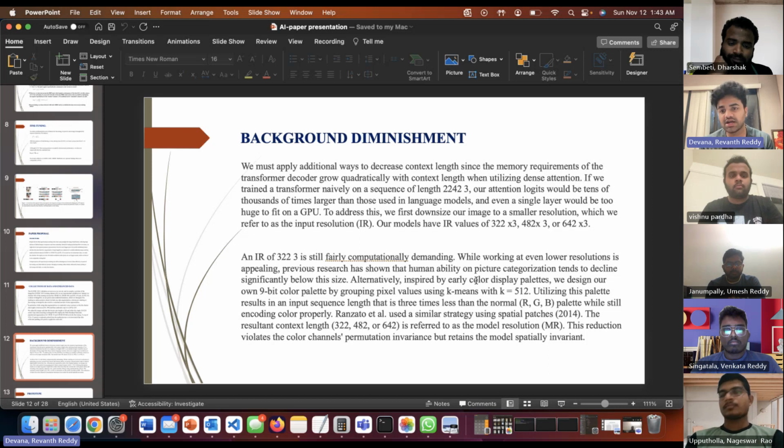Alternatively, inspired by early color display palettes, we design our own 9-bit color palette by grouping pixel values using k-means with k equal to this value. Utilizing this palette results in an input sequence length that is 3 times less than the normal RGB palette, while encoding color properly. So the reduction violates the color channels permutation invariance, but it retains the model's spatial invariance.